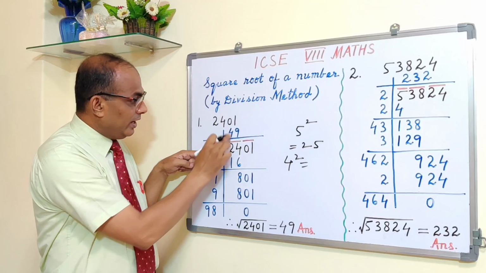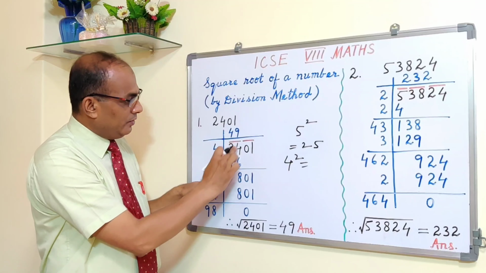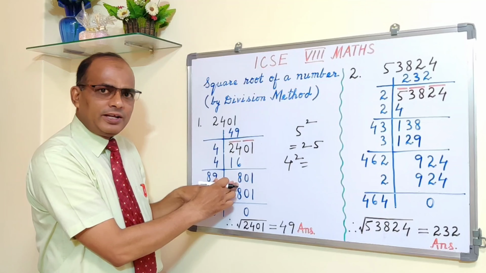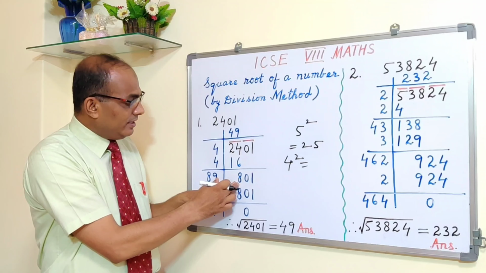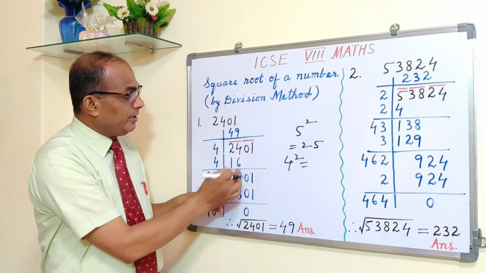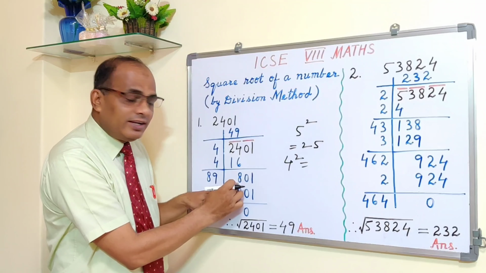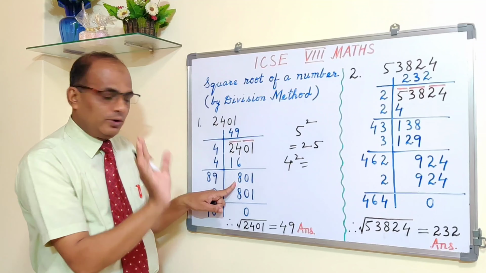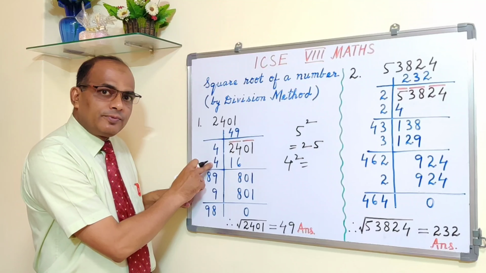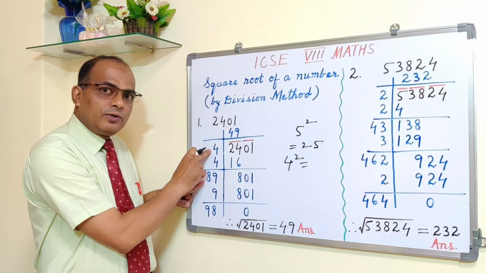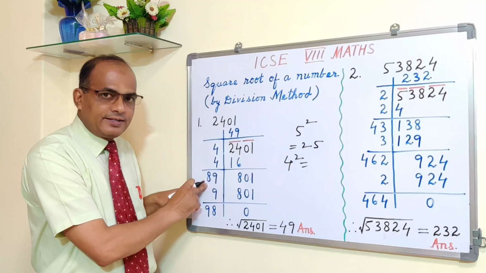and then 4 squared, 16, we write here, and then we subtract. After subtraction, 24 minus 16, we get 8. Subtraction you know. So the remainder is 8. Then after that, you bring down the next pair, which is here 0, 1. And now this new dividend is becoming 801. After that, I am adding 4. Already there is 4.